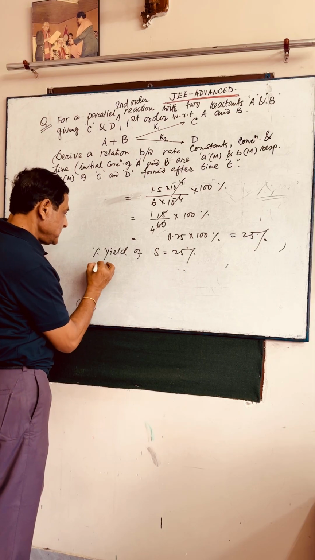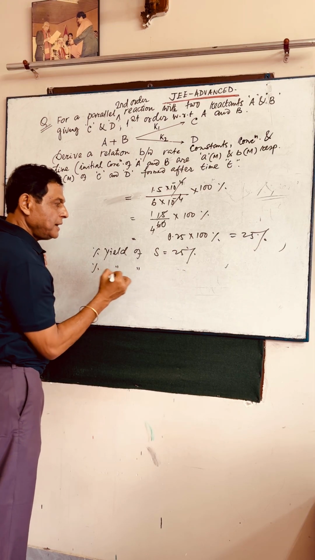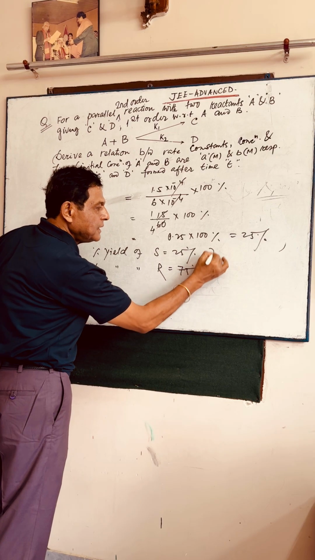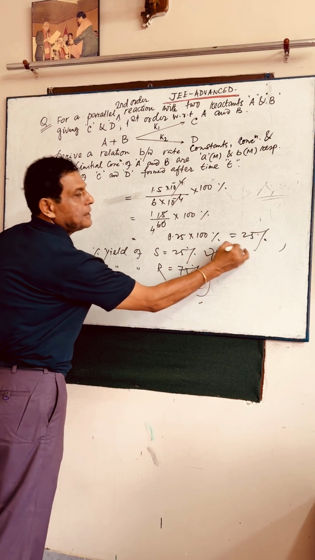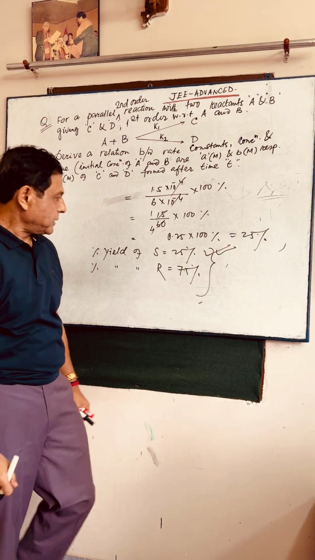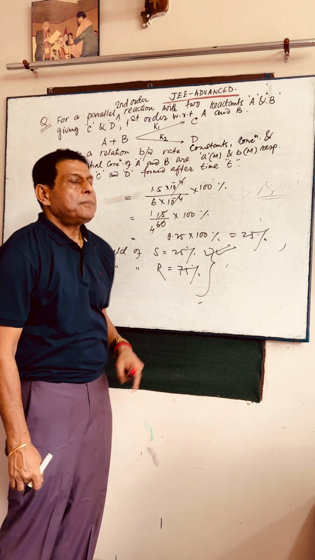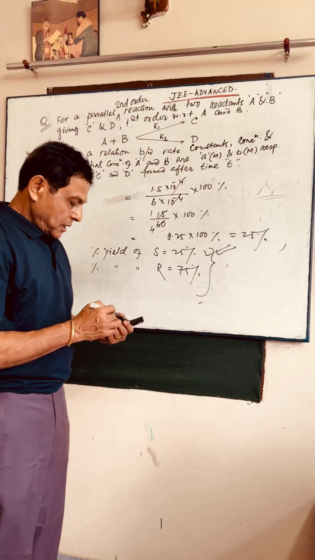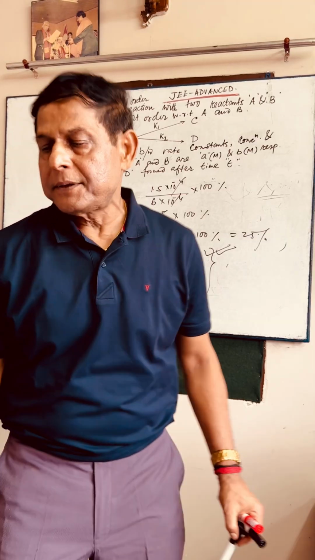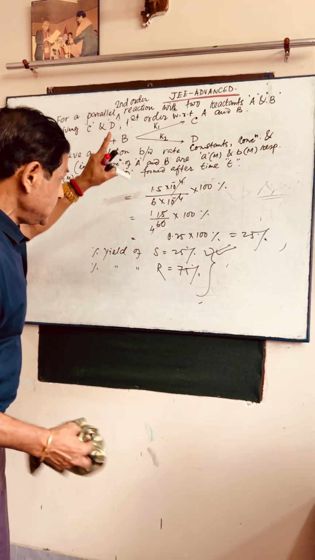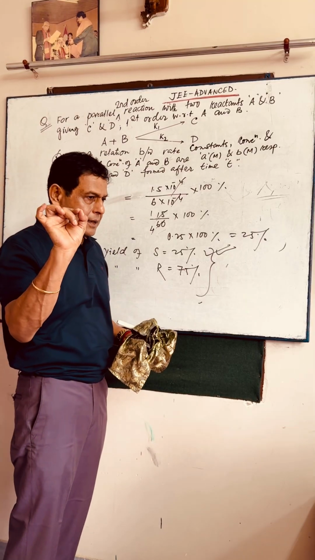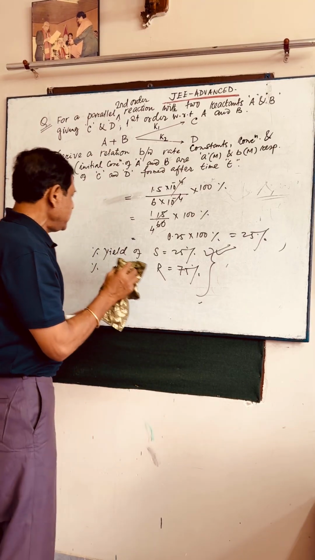Similarly, the percentage yield of R will be what? Definitely 75%. This question was there, they asked only the percentage of S. So this type of question you might expect. One assignment I am giving: the relation we have derived, a little bit of trick I am mentioning over here.